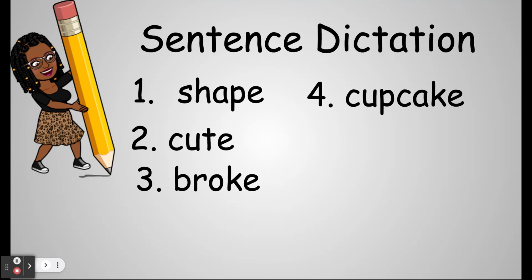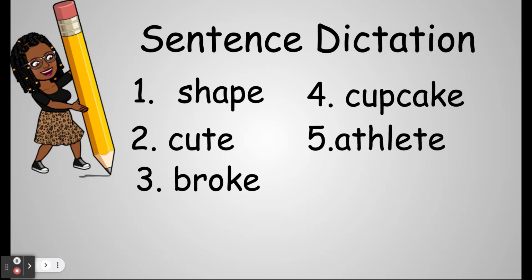Number five, athlete. Athlete. Repeat. Jackie Robinson is an athlete. Athlete. Excellent. A-T-H-L-E-T-E. Athlete.